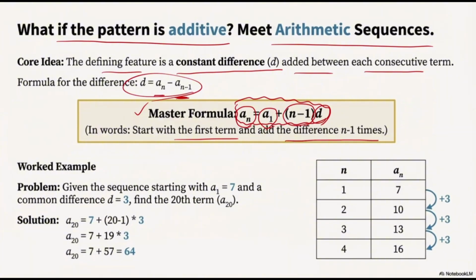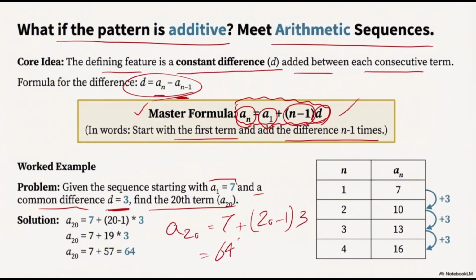So here's the example. Imagine that you have a sequence that starts with a1, the first number, equal to 7, and it has a common difference of d. So d is equal to 3, and I'm going to find the 20th term. Either I can write it down one by one and add 3 at a time to each value in order to find that one, or I can use this simple formula. a20 equals a1, which is 7, plus n subtracted by 1, which is 20 subtracted by 1, times 3. If you do that, you have 64 as your final answer.